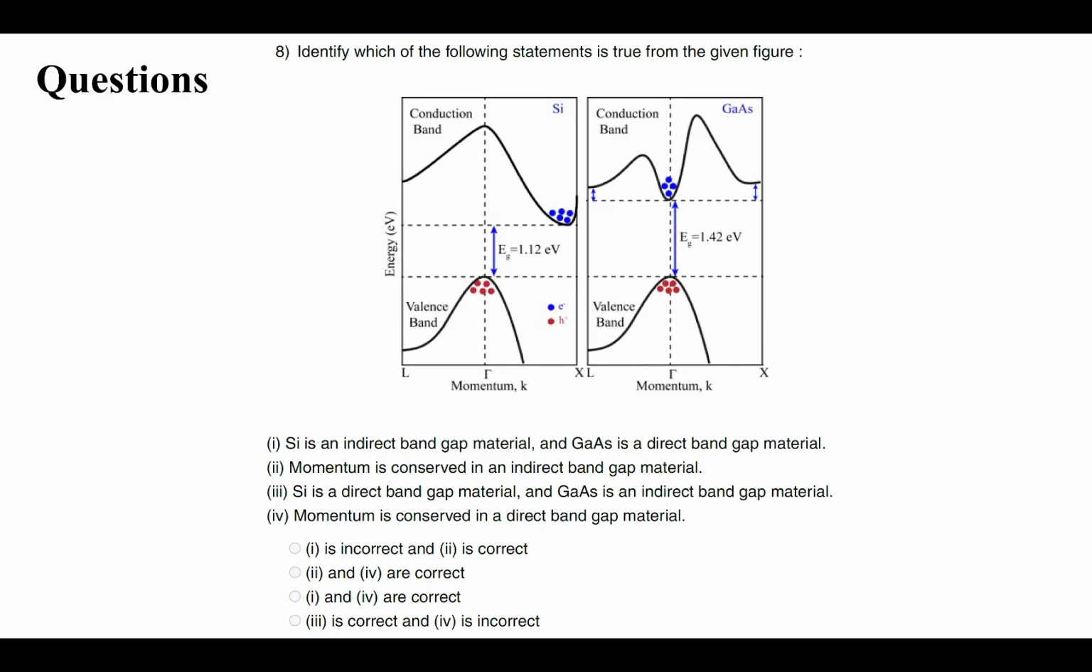Identify which of the following statements is true from the given figure. One, silicon is an indirect bandgap material and gallium arsenide is a direct bandgap material. Two, momentum is conserved in an indirect bandgap material. Three, silicon is a direct bandgap material and gallium arsenide is an indirect bandgap material. Four, momentum is conserved in a direct bandgap material. Option A, one is incorrect and two is correct. Option B, 2 and 4 are correct. Option C, 1 and 4 are correct. Option D, 3 is correct and 4 is incorrect.